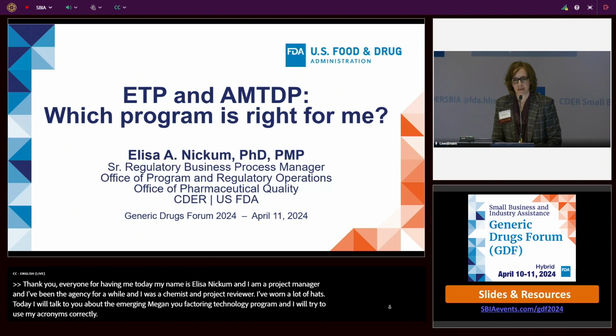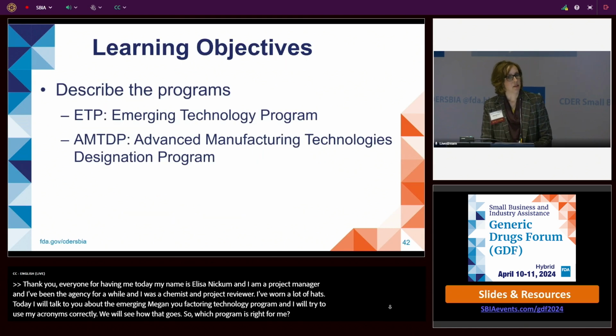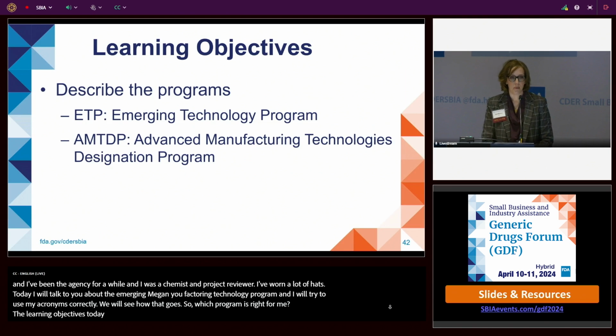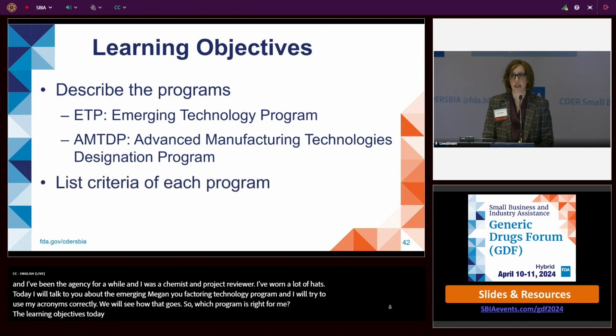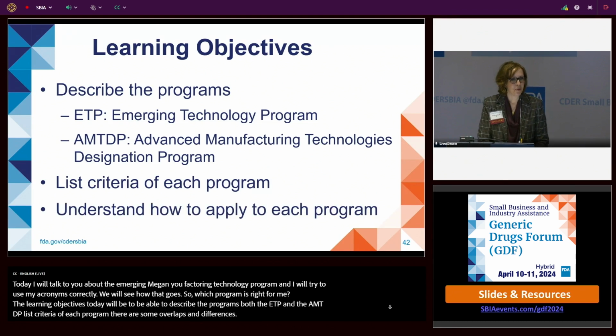So which program is right for me? The learning objectives today will be to be able to describe the programs, both the ETP and the AMTDP. List criteria of each program. There's some overlaps and there's some differences. And then to be able to apply to the program, so providing some information and helping you understand that process.